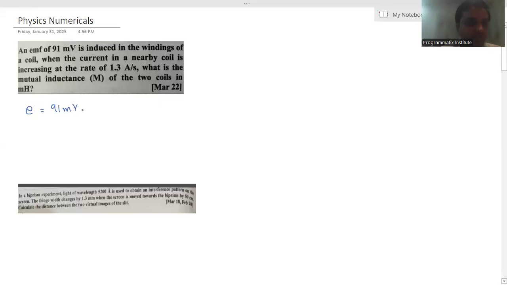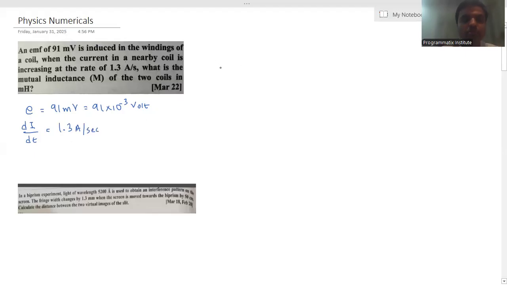The very first thing that you have to do is convert it. So 91 into 10 raised to minus 3 volt. Please make sure that you always convert each and everything. Conversion is an important key factor. Without conversion, you will definitely lose some of your scores. And this is 1.3 ampere per second. From the unit itself, you come to know that it is nothing but di by dt.